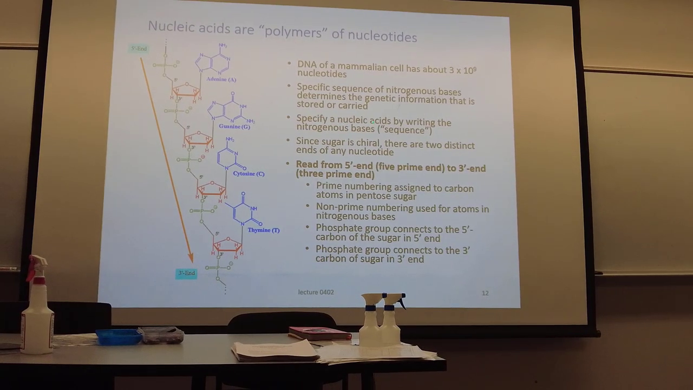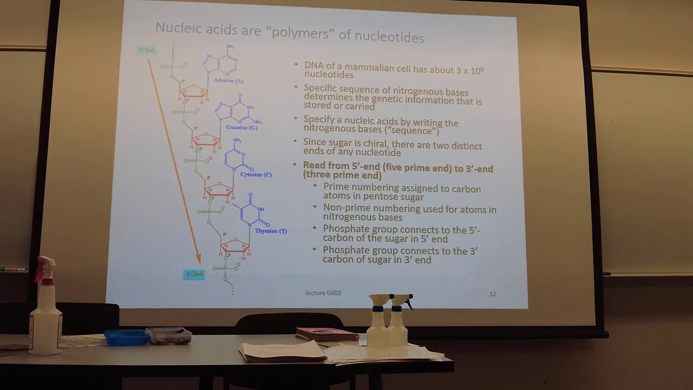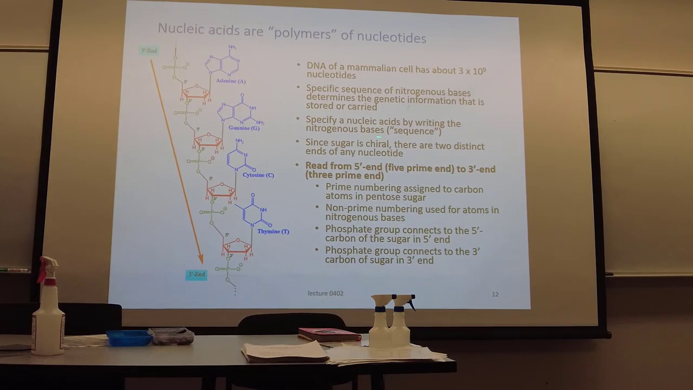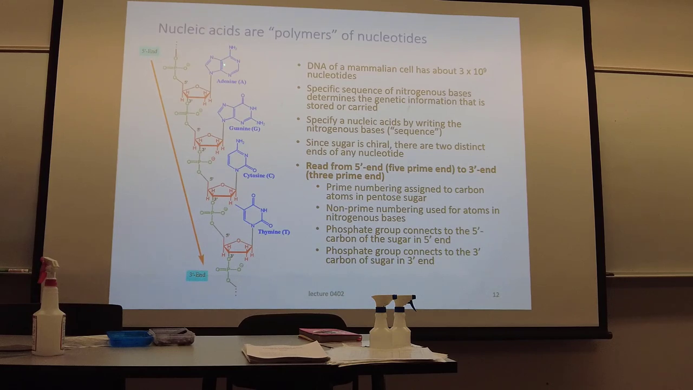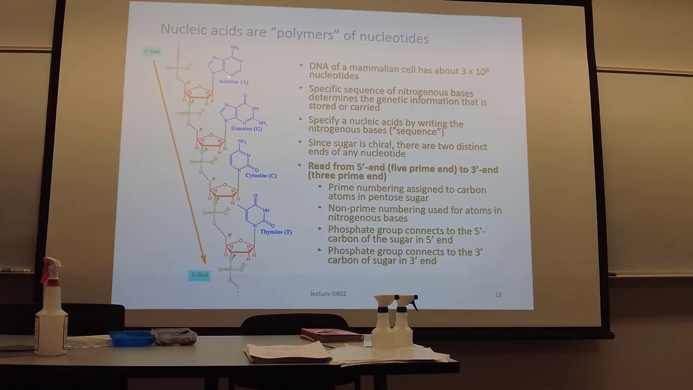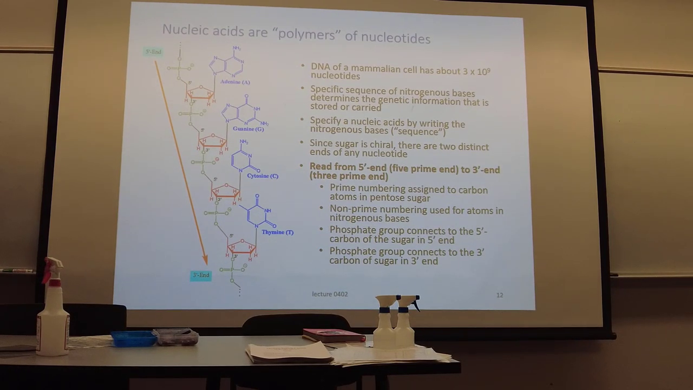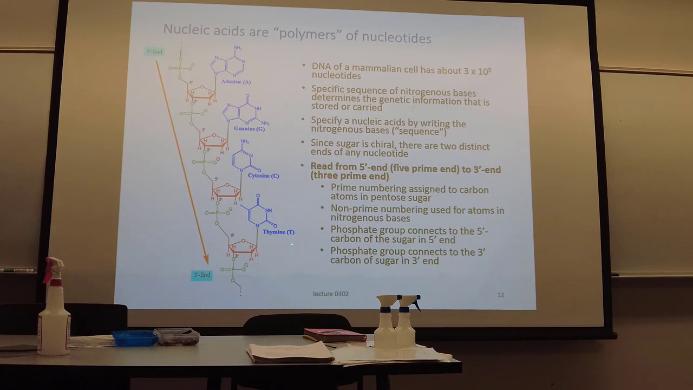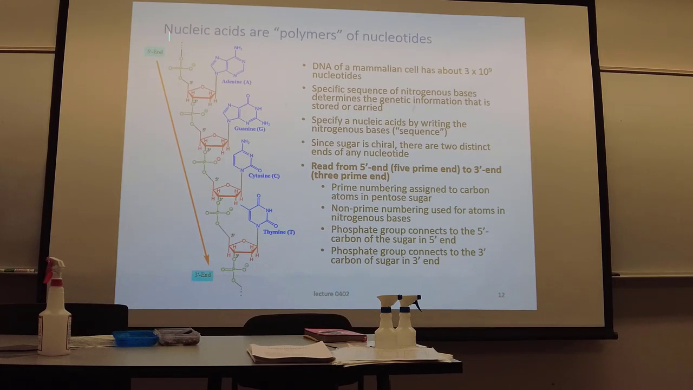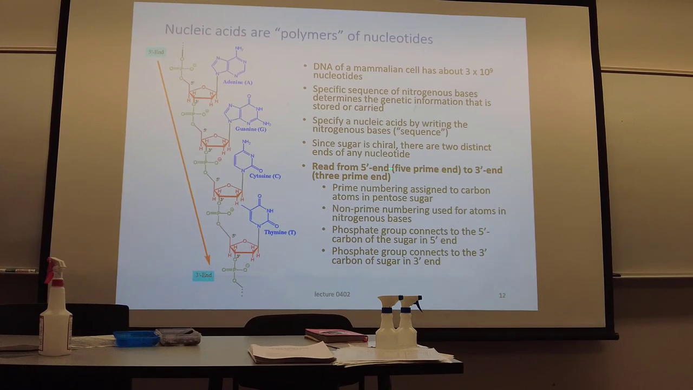Specifying the nucleic acids by writing the nitrogenous base sequence. In other words, I can tell you what the nucleic acid is by working from the 5' end and just working my way down this chain. So the very first one is A. So the code on this is A, G, C, T, right? You with me? I wouldn't start from this end because this is the 3' end. I start on the 5'. So I can now start to read it, okay? It's a while that they worked all this stuff out.